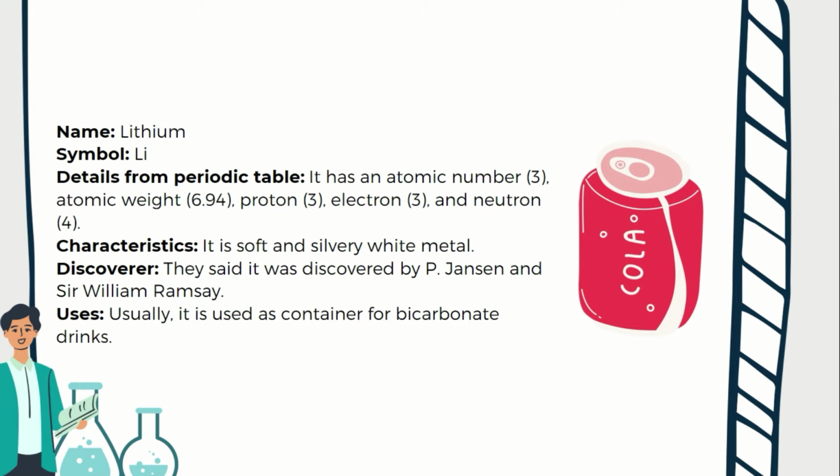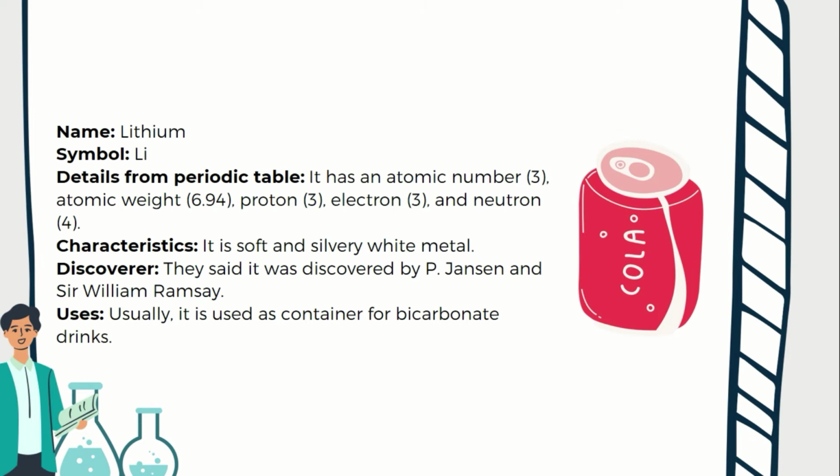Example element. Name, lithium. Symbol, Li. Details from periodic table. It has an atomic number 3, atomic weight 6.94, proton 3, electron 3, and neutron 4. Characteristics. It is soft and silvery white metal. Discoverer. They said it was discovered by P. Jansen and Sir William Ramsay. Uses. Usually, it is used as container for bicarbonate drinks.